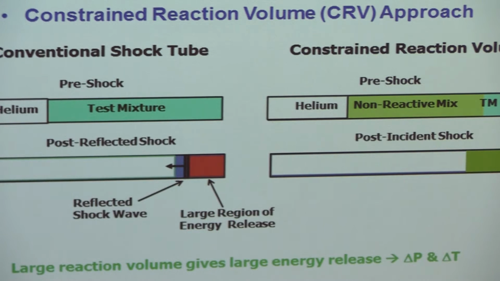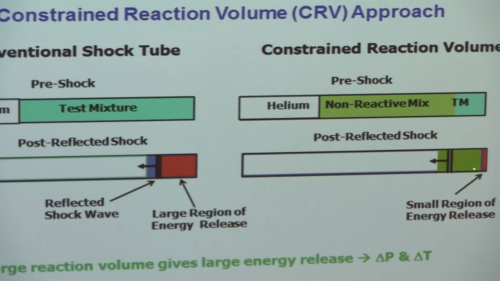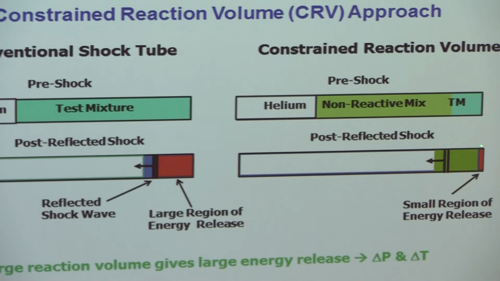Kind of a simple idea once you think about it. Now once the incident shock is post-reflected shock, the reflected shock is here. This is a gas that has no combustible components. This is the only gas that can release energy. So we've limited the amount of energy release, and the pressure releases itself axially.